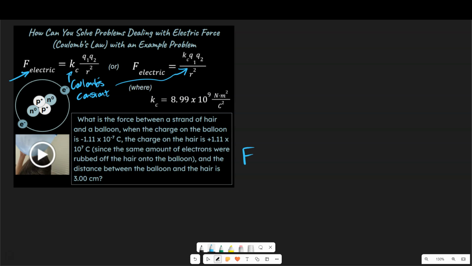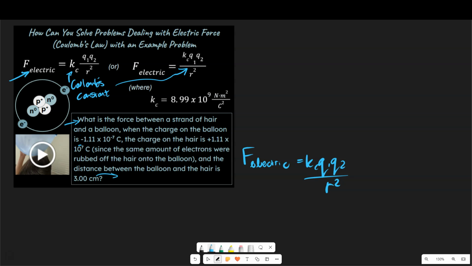So we can start the problem and just write out the equation. So F electric is equal to Kc times Q1 times Q2 over r squared. So that's our equation, and if we read the problem right here, it says what is the force between a strand of hair and a balloon when the charge in the balloon is this value, and the other value is going to be a -7. I forgot to type that in, but it is what it is. Since the same amount of the electrons were rubbed off the hair and onto the balloon, and the distance between the balloon and the hair is 3 centimeters.